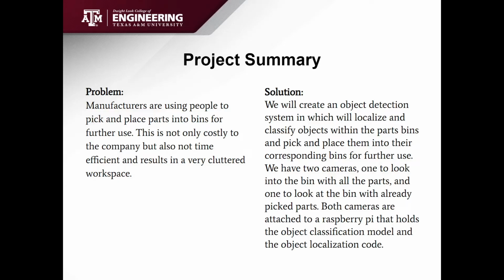Basically, our project summary is: the problem is manufacturers are using people to pick and place parts into bins for further use. This is not only costly to the company, but it's also not time efficient, and it results in a very cluttered workspace. So our solution is we'll create a 3D object detection system in which we'll localize and classify objects within parts bins and pick and place them into their corresponding bins for further use. We do that using 2 cameras attached to computers, as you will see in the demo, and they both hold the object classification model and the object localization code.